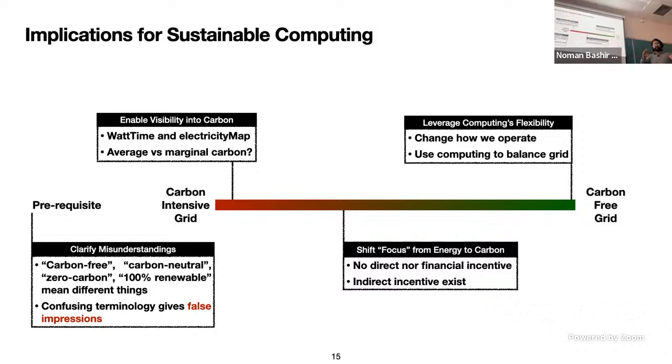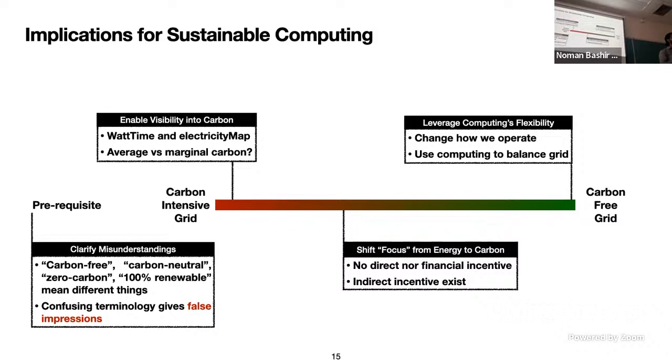Then once we have a common consensus on terminology and what each thing means, we need to enable visibility into carbon. There are companies like WattTime and Electricity Map that have developed APIs. If you are building some application, you could easily integrate their APIs into your applications, or you can play with them. I think Adam even built a simple toy example where he used their APIs to compute carbon emissions. So basically you can do that easily.